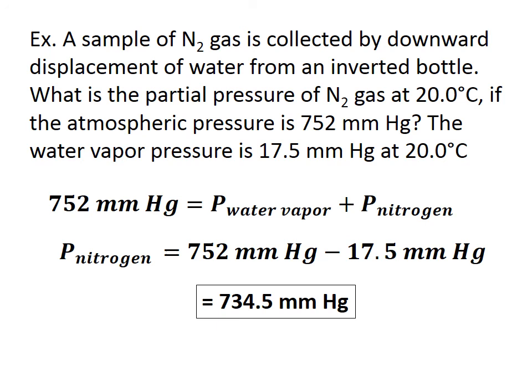So again, to find your partial pressure of a gas when it's collected over water or by the displacement of water, we must subtract the water vapor pressure at that given temperature to find our partial pressure due to our gas. All right, so this takes us to the end of this lesson.